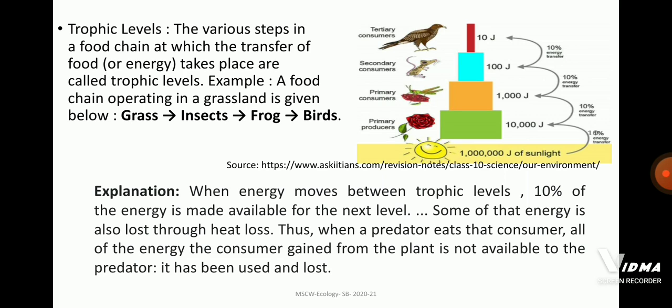At the basic level, you can think of grass, which is nothing but the autotrophs, the producers, then the insects, which are the herbivores, then carnivores followed by them, then secondary consumers, tertiary consumers, etc., which are the frogs and the birds in a grassland ecosystem.